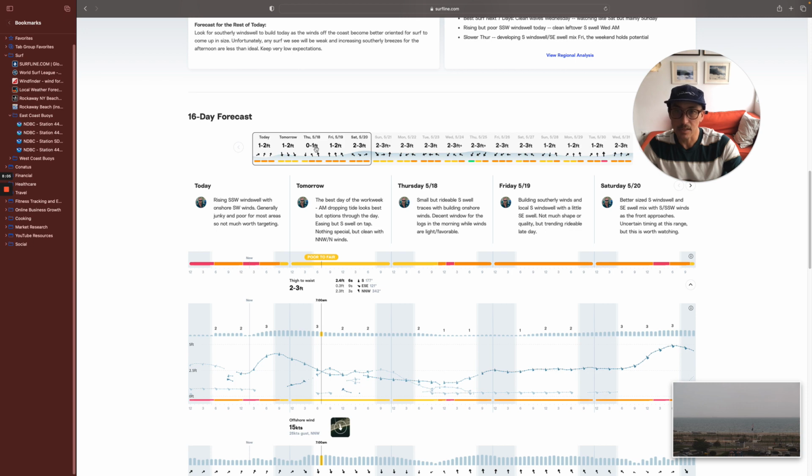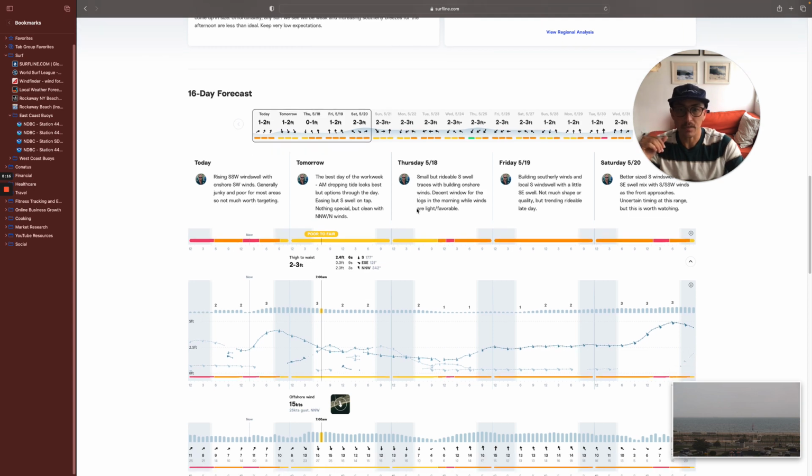Thursday, possibly no surf. Friday, small. Saturday and Sunday, something a little bit to surf. And they are forecasting surf for the beginning of the work week. So we saw a little bit of that on there. We're lining up with Surfline.